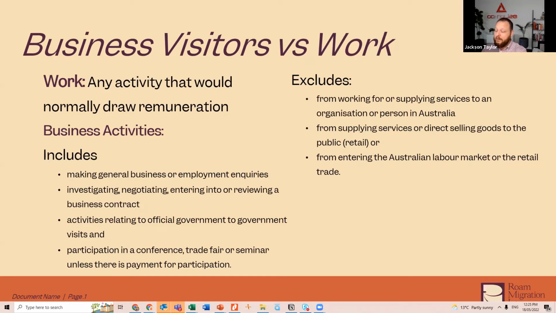And a list of things that are definitely not business activities, such as supplying services or selling goods direct to the public.